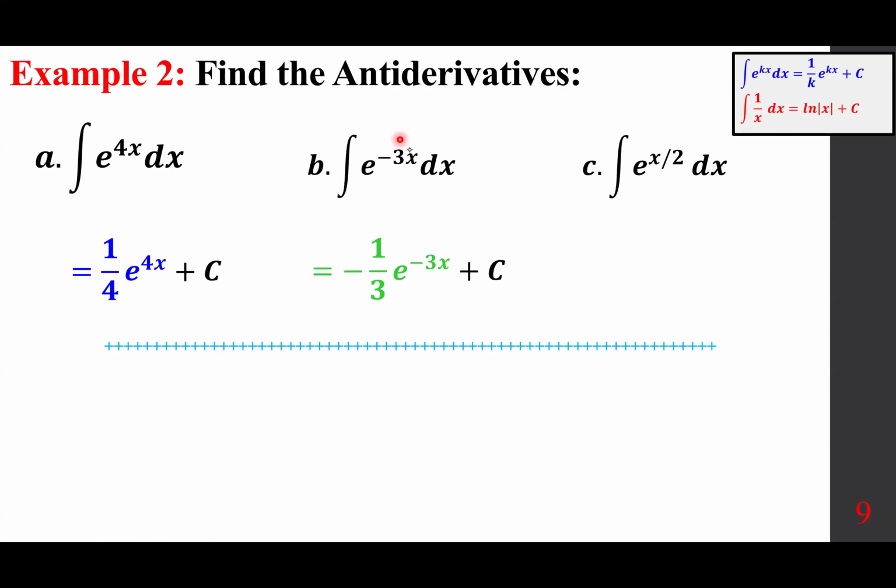What about this one? First, let's rewrite it, in case somebody can't see what's going on. We're going to write it as e to the power 1/2 x. In other words, the coefficient of x is 1/2. So the answer is itself, but divided by what? 1/2. 1 divided by 1/2 is 2. The final answer is 2 e to the power of x over 2 plus c.